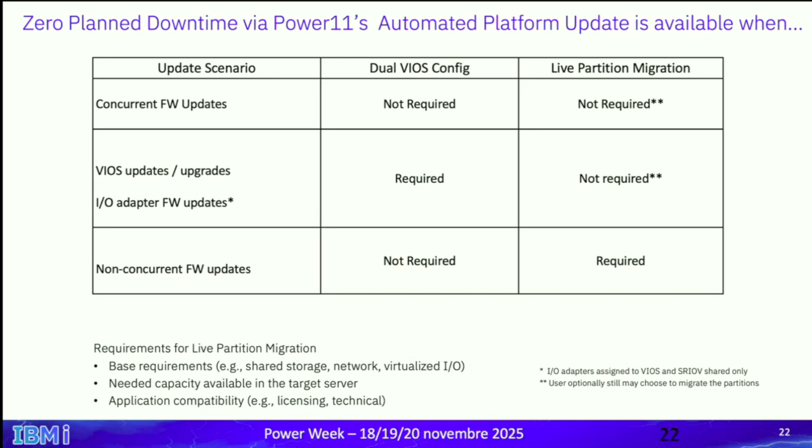So it all depends on the update scenario you want to look at and how you'd use Concert together with the Joule BIOS configuration and live partition migration. If you're looking for concurrent firmware updates, if you're running Joule BIOS config, it's not required. With live partition migration, not required. There are some dependencies that need to be taken into consideration. For example, non-concurrent IO adapter firmware updates are required if you're running Joule BIOS, and if you're running LPM, not required, right? So there are a few dependencies that you need to look at.